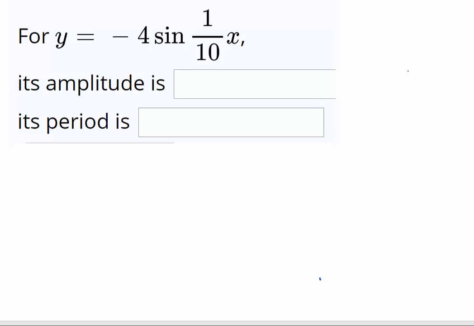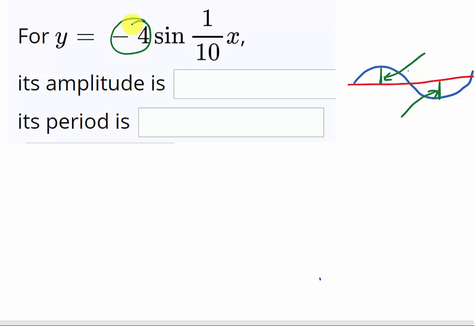So for y equals negative 4 sine 1/10 x, first we want to find the amplitude. Remember, if we have a sinusoid and we look at the baseline, that's the line that goes through the middle of it, that it oscillates about. The amplitude is how far away you get from the baseline, and we just count the distance from the baseline, whether it's above the baseline or below the baseline.